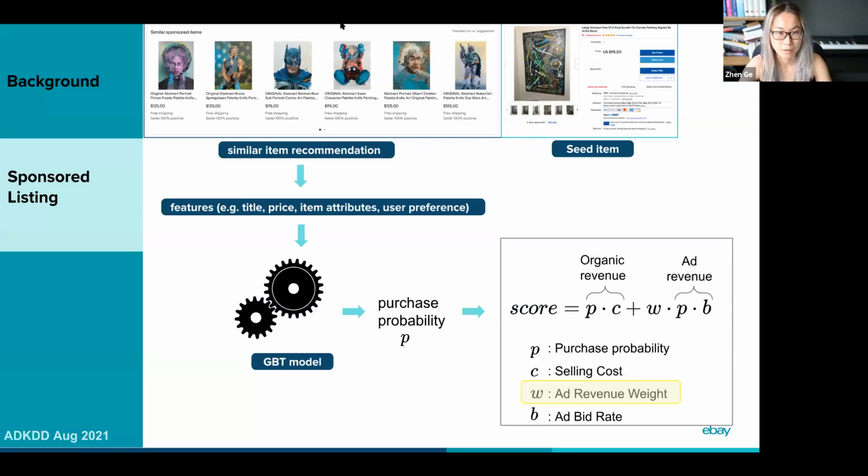First, a bit of background on the problem. On eBay's item page, we have a placement called similar sponsored items. This placement recommends sponsored items that are similar to the main item on the page, which we call the seed item.